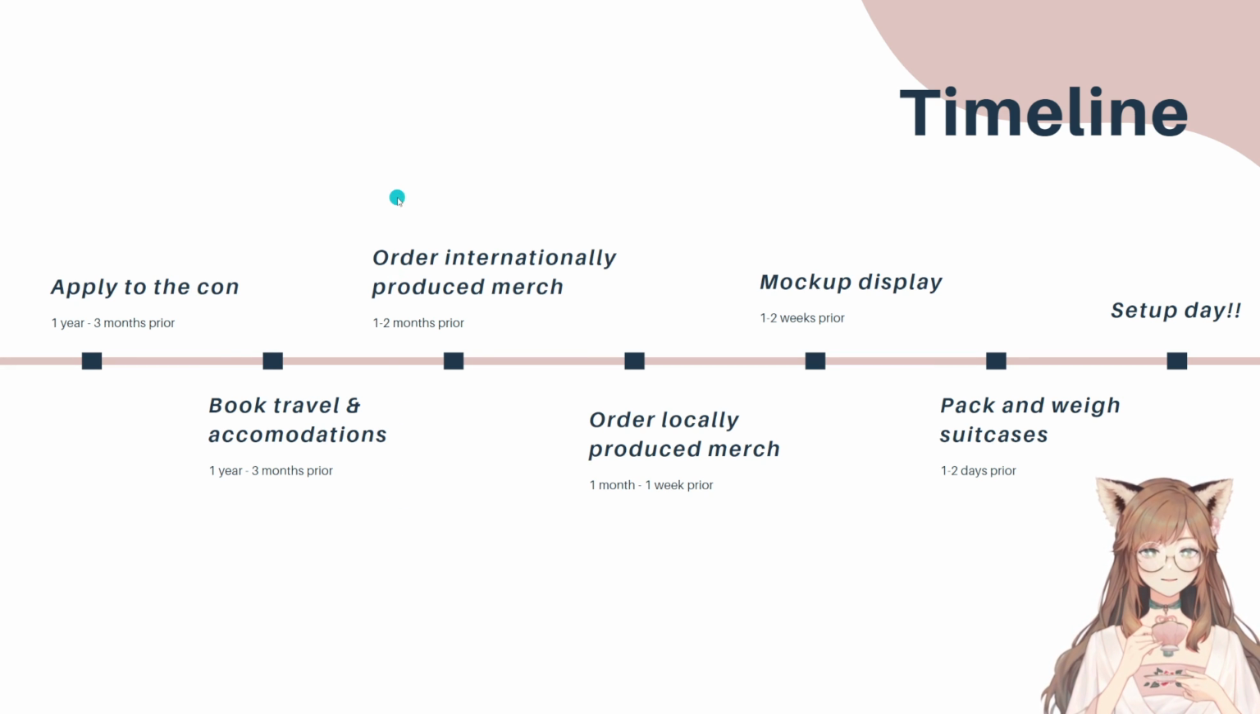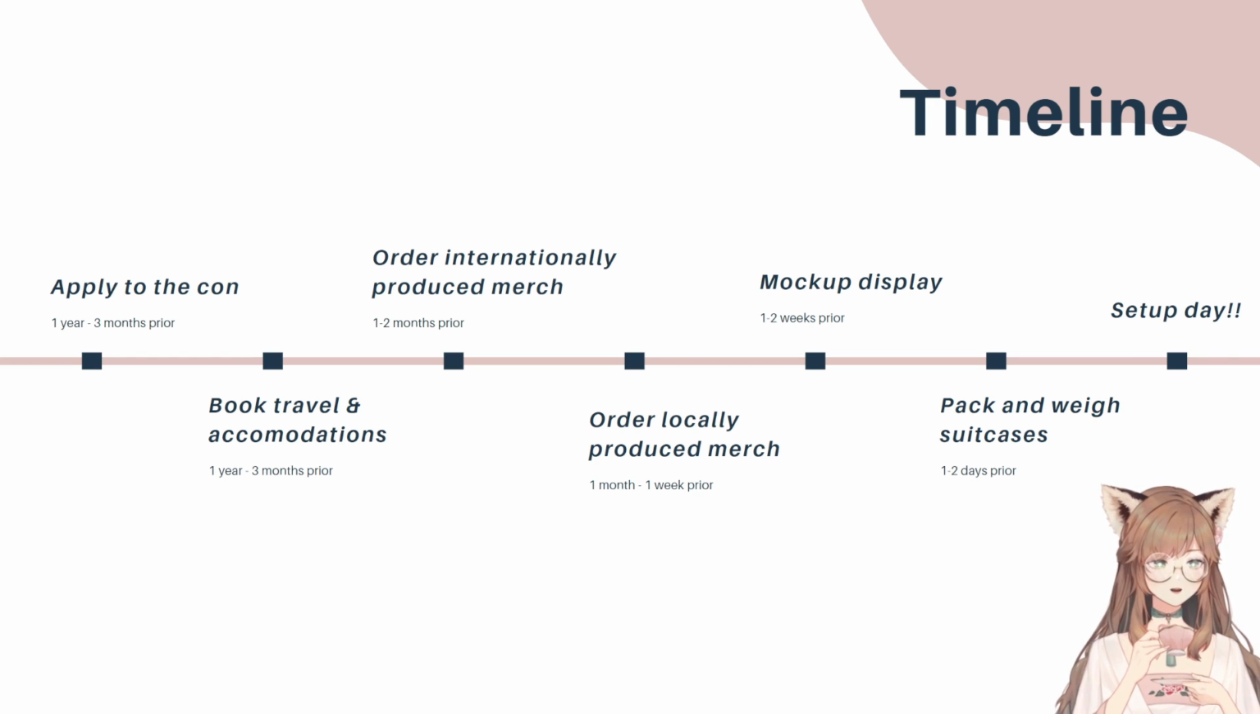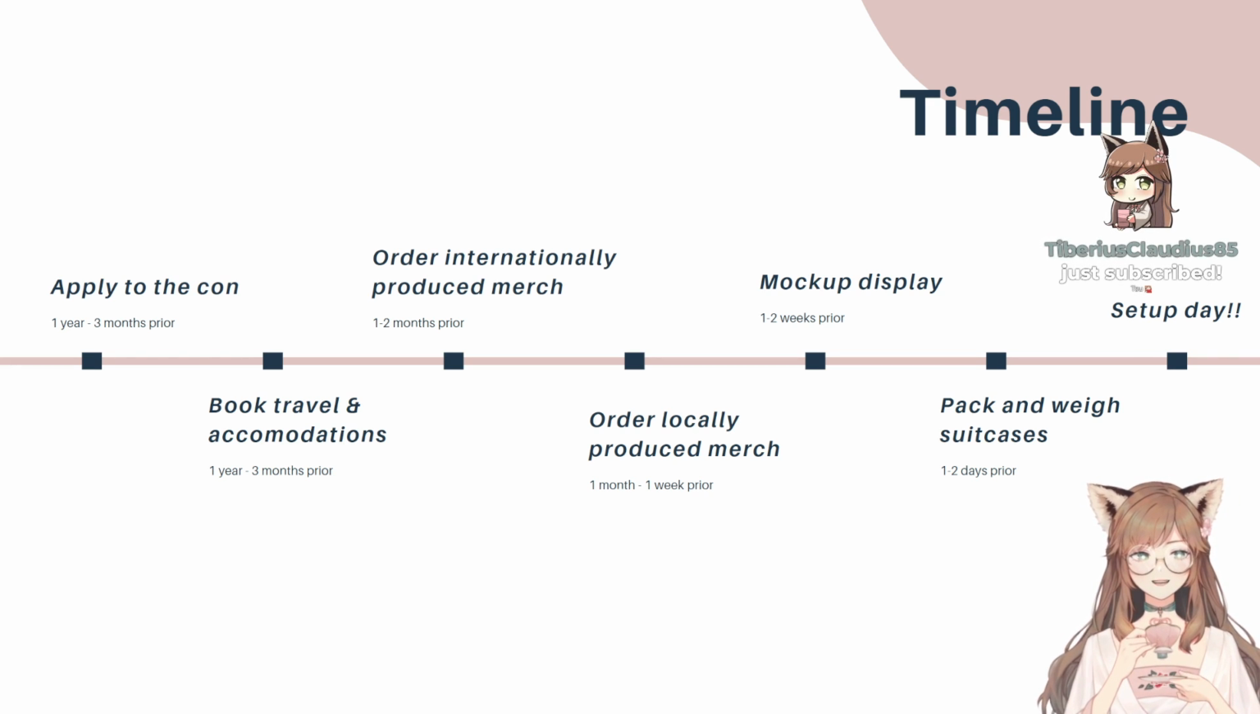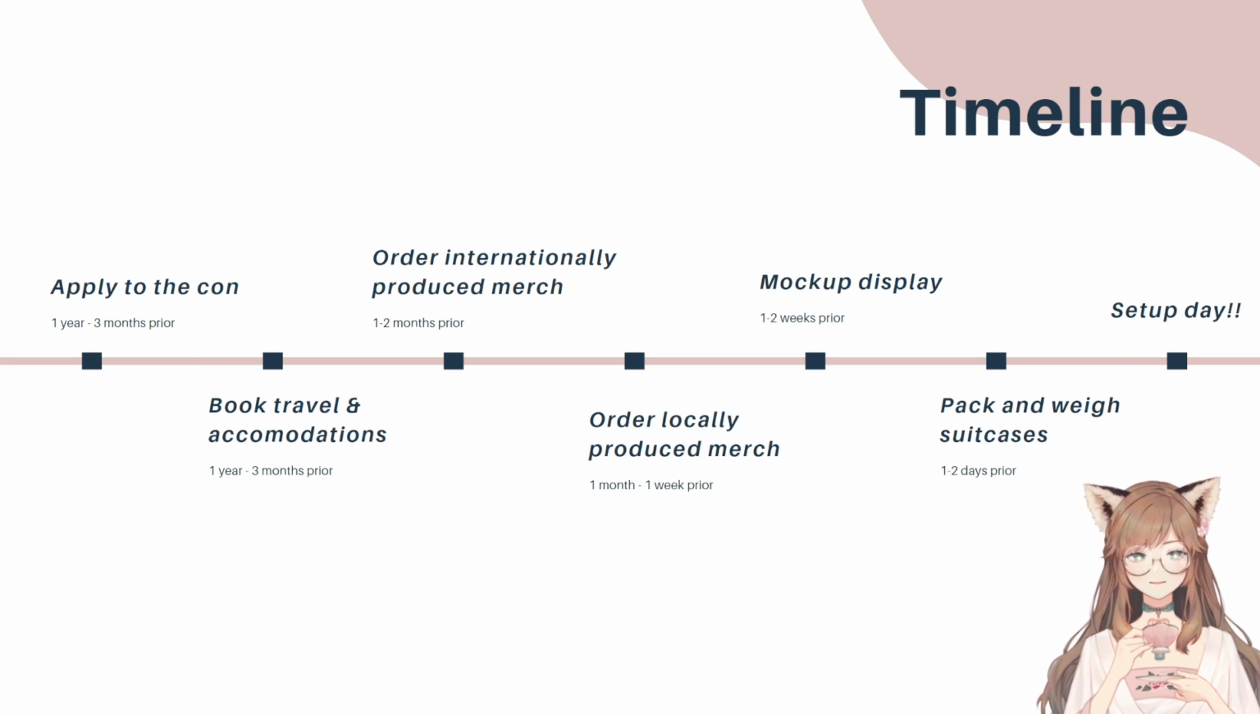And then, approximately 1 to 2 months before the convention, I will order my internationally produced merch. This is charms, enamel pins, maybe some apparel items. I personally am very risk averse, so I don't like to order things 1 week before the con and then have them arrive literally the day before the convention. So I order my stuff super, super early, just in case.